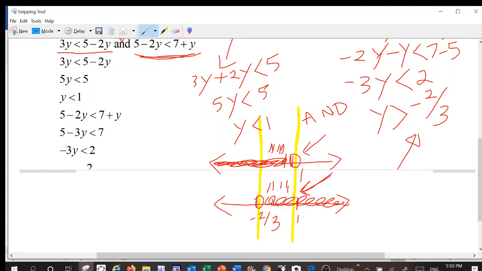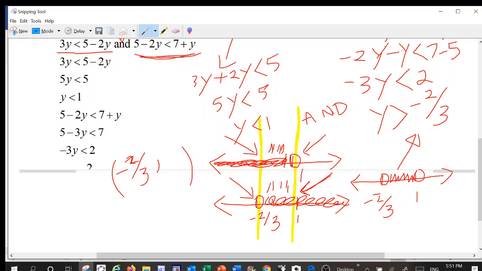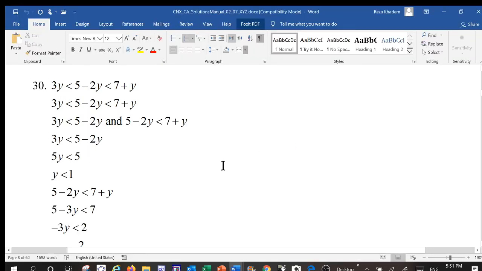So the solution for this would be basically all the numbers from 1 to negative 2/3, right? 1 is not good, negative 2/3 is not good. Why? Because negative 2/3 is here, but is not here. It has to be in both places. So that means only the numbers between negative 2/3 and 1 are solutions. So the solution would be parentheses negative 2/3, comma 1. All right. So that's how we approach that.